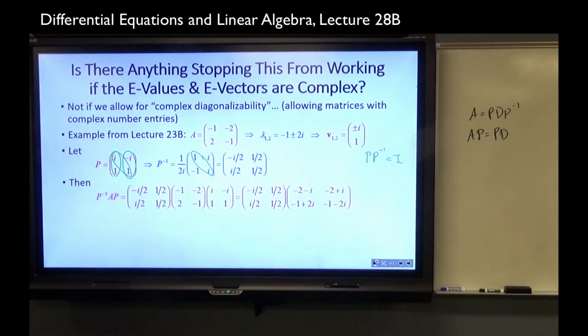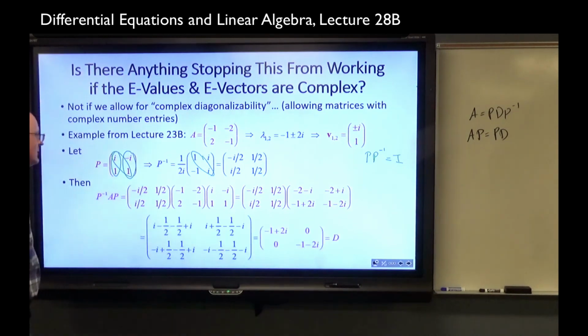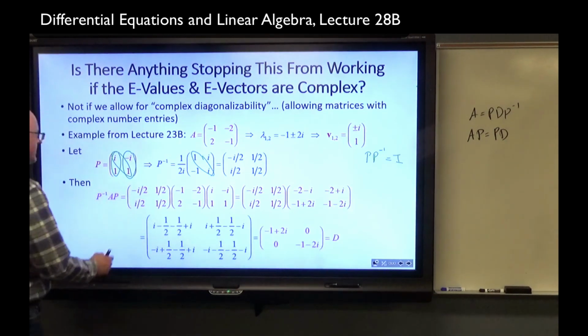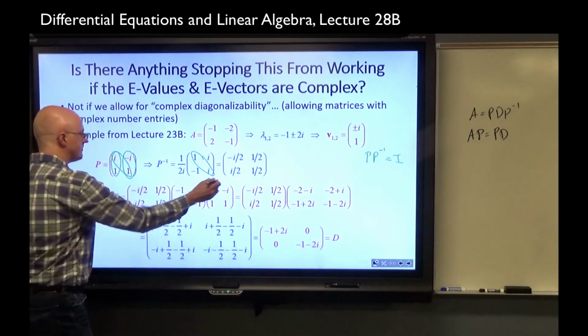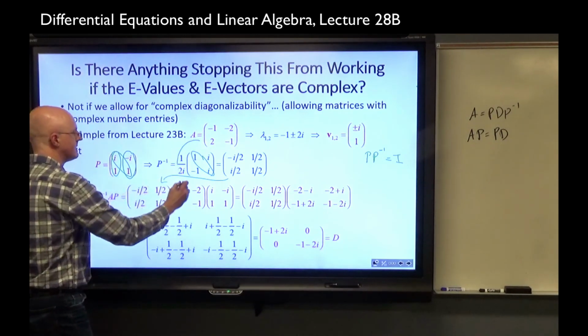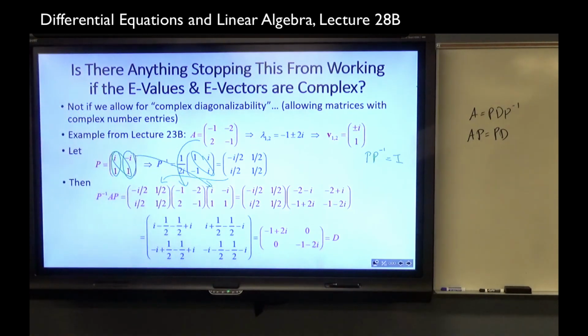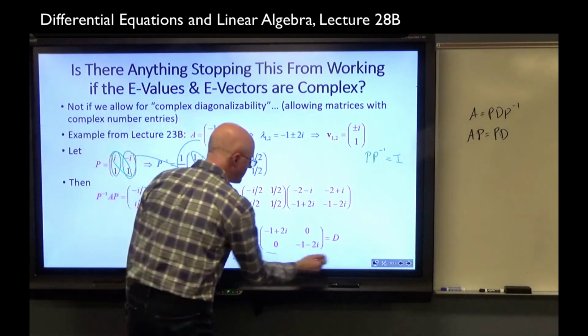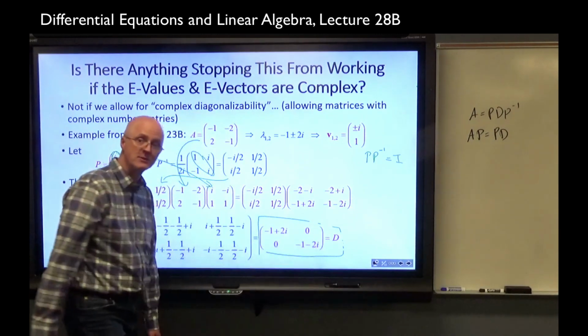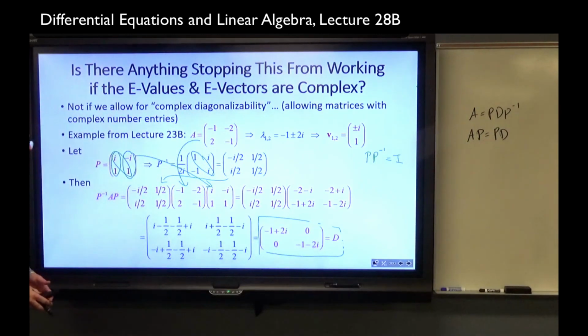So then, what happens when we compute P inverse AP? Do we get a diagonal matrix? Yes. You can check all these calculations. Here's P inverse times A times P. Go ahead and do these calculations. Check it. You get a diagonal matrix with complex numbers that are non-real along the main diagonal.